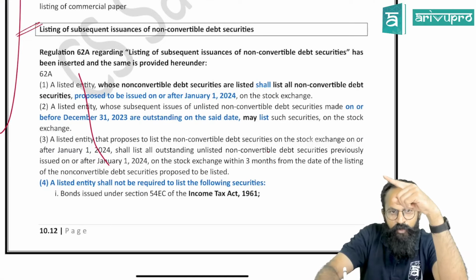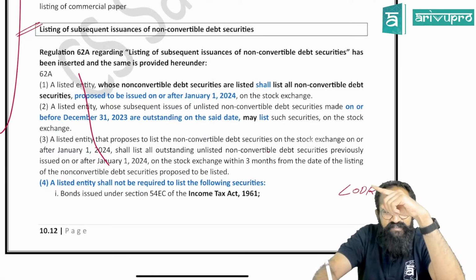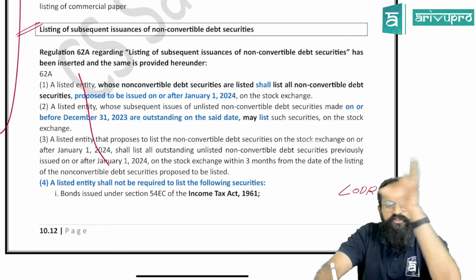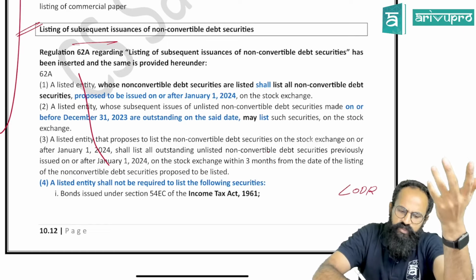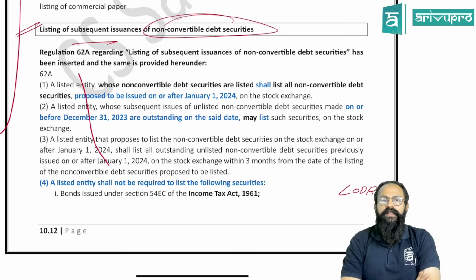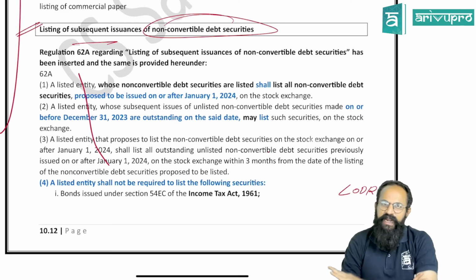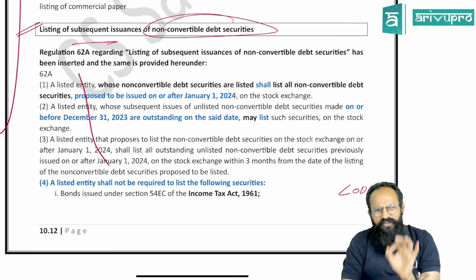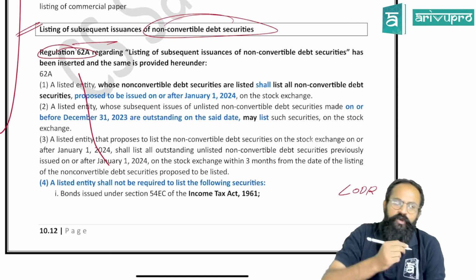Whatever I'm doing now, you can find in the LODR chapter. Technically, it is given in LODR, but it is relevant in this chapter, so I've put it here. Listing of subsequent issuances of non-convertible debt securities. Meaning, sir, whenever a company is issuing non-convertible debt securities and I want to list them, they have passed a regulation. What is that? Regulation 62A.